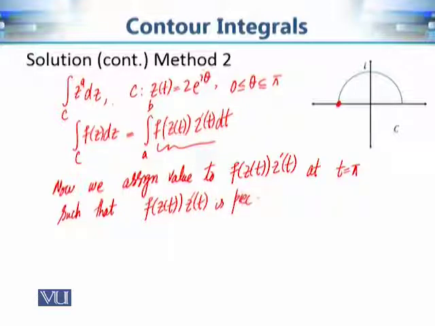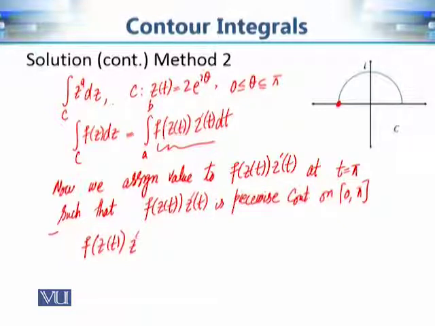So that is our main task, piecewise continuous on this closed interval 0 to pi. Okay, now let's evaluate what is the function first. So f of z of t, z of t is obviously 2 e raised to power iota theta, and f of z is z raised to power a.